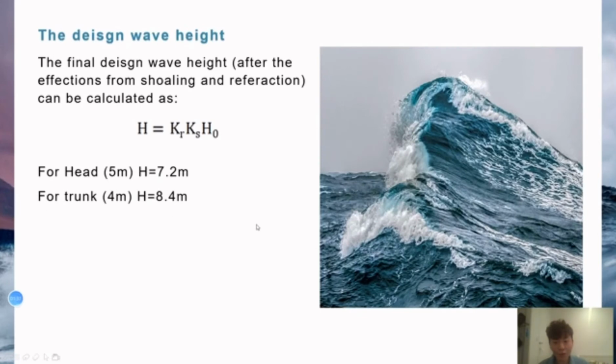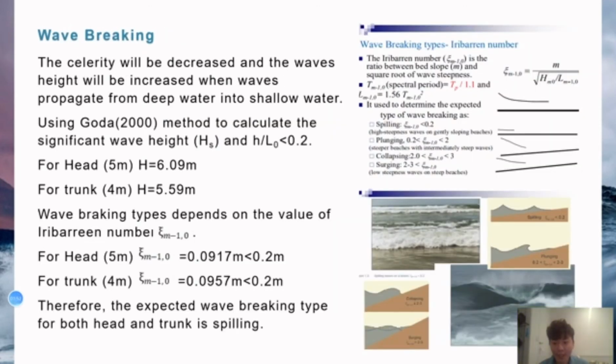To organize what we got before, the final design wave height for the head is equal to 7.2 meters and 8.4 meters for the trunk. In the end, when waves propagate into shallow water, the celerity decreases while their height increases, and when the greatest particle velocity becomes greater than the wave velocity, the wave becomes unstable and eventually breaks.